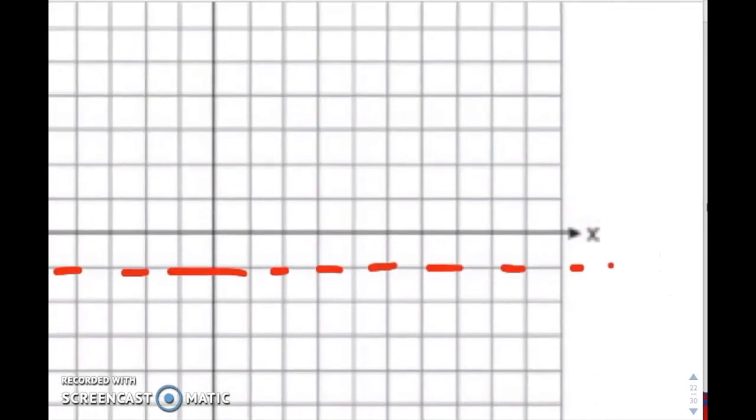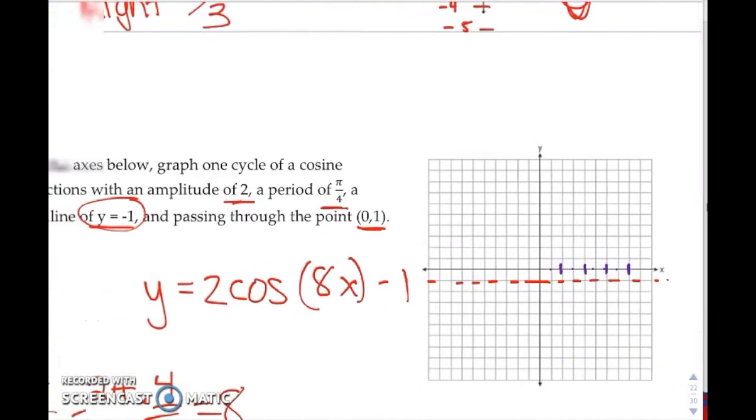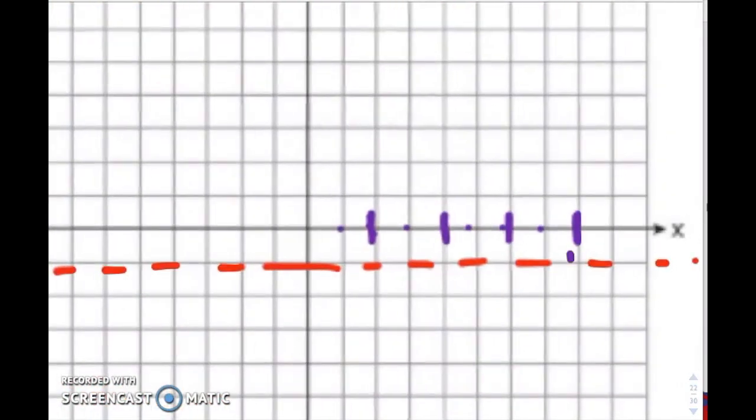So remember when we did this, and you don't have to do it this way, but the easy way to keep it spaced is to go out 8 boxes, so 1, 2, 3, 4, 5, 6, 7, 8, and section that off into quarters. You don't have to do it this way, but that's the easiest way for me to do it. I know that the period should be pi over 4.